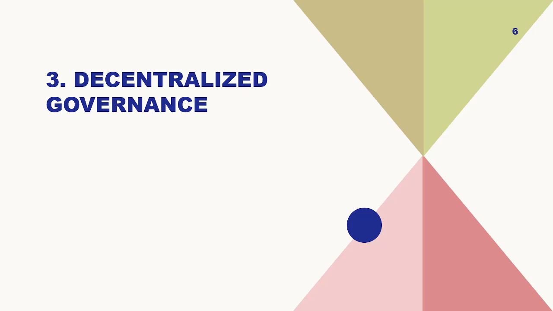Now let's talk about the third attribute, which is decentralized governance. Decentralized governance is a key principle in microservices that enables each team to make its own technology choices rather than following a centrally enforced tech stack, as you find in monolith systems.